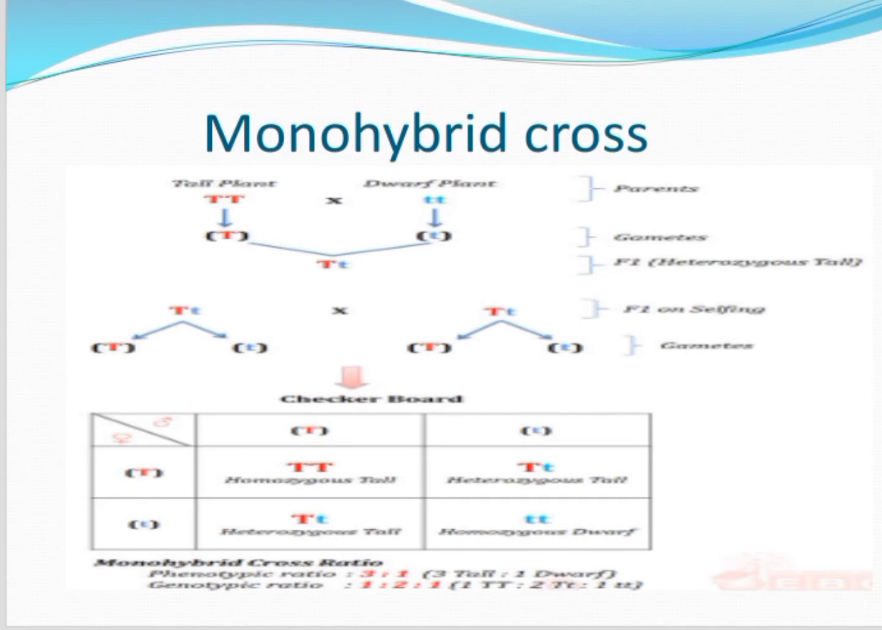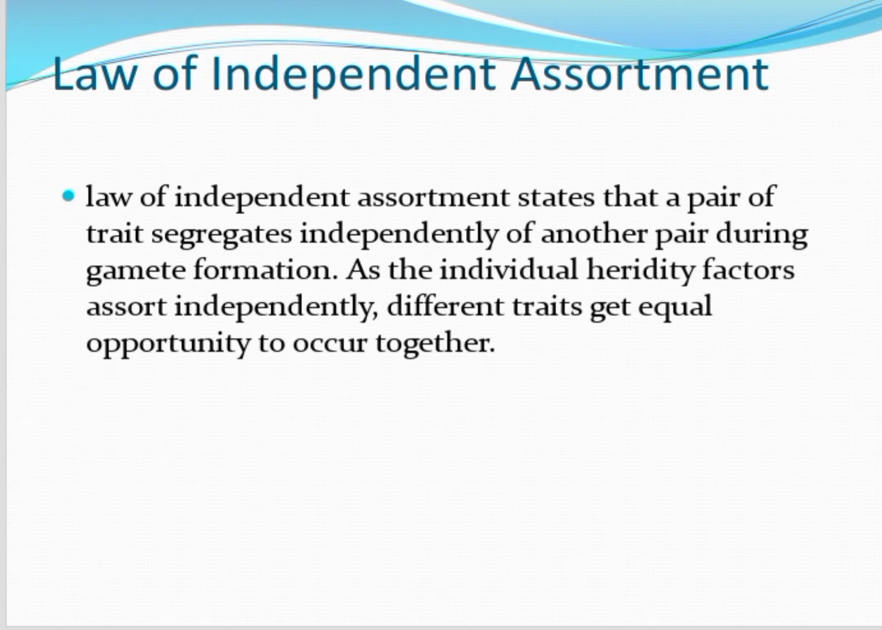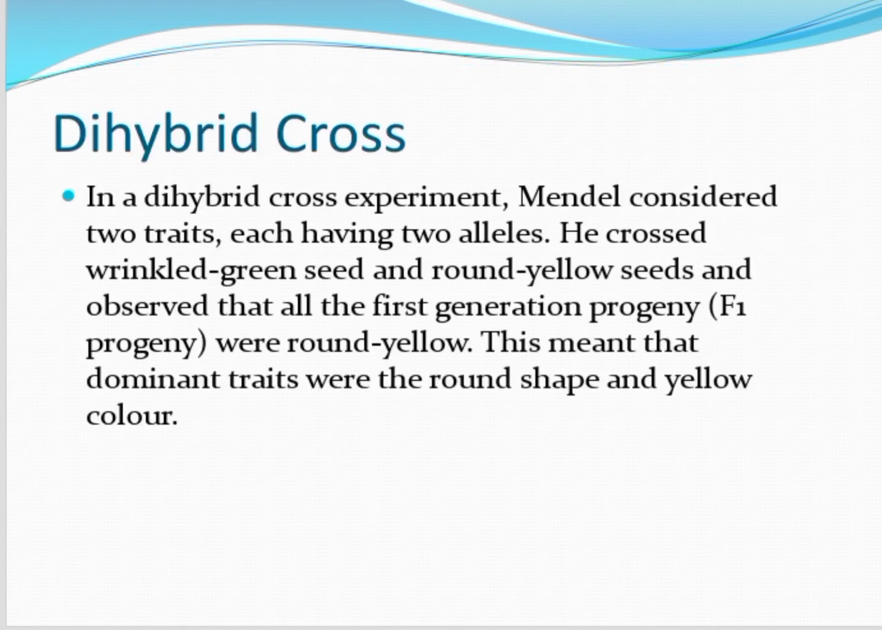So next, coming to the law of independent assortment. According to this, a pair of traits segregates independently of another pair during gamete formation. As the individual heredity factors assort independently, different traits get an equal opportunity to occur together. That means when two or more characters or genes are inherited, they will express independently in the next generation. An example for this is the dihybrid cross.